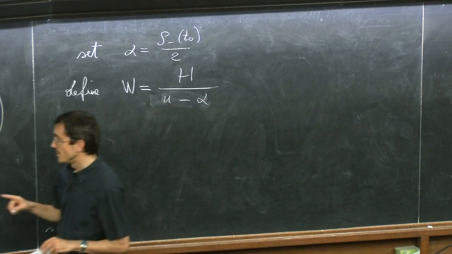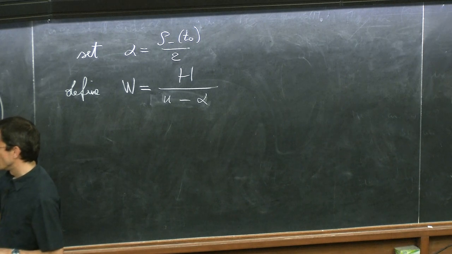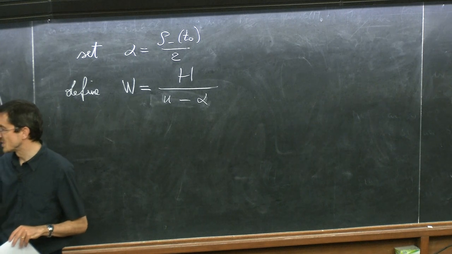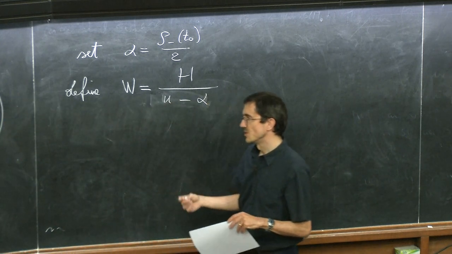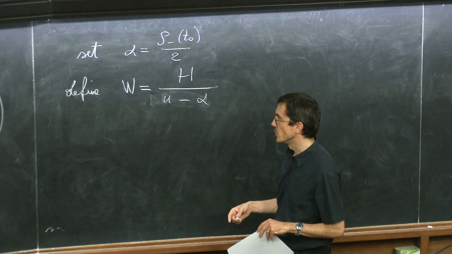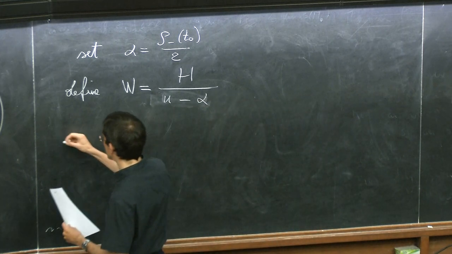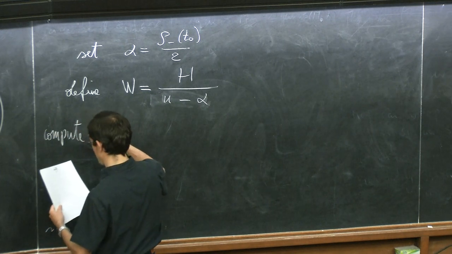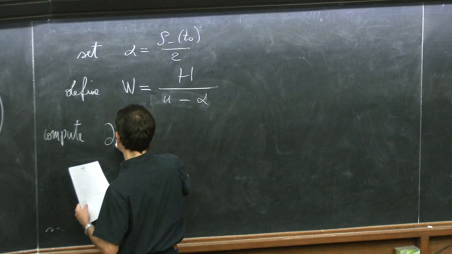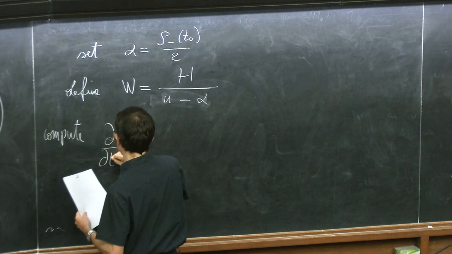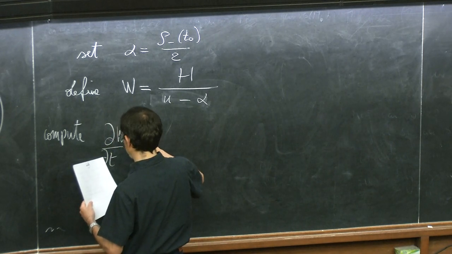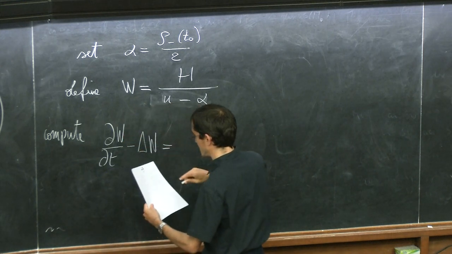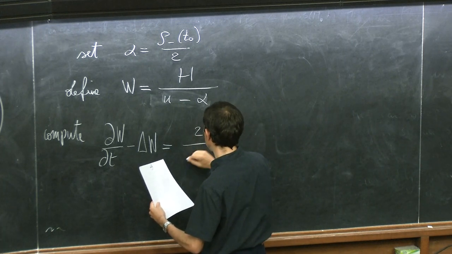And then one can compute the Laplacian of this expression. So when one computes the Laplacian of the normal, one uses the Weingarten relation and the Codazzi equation. So at the end of a standard computation, one finds that W evolves according to this expression.